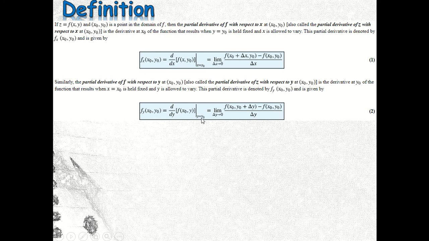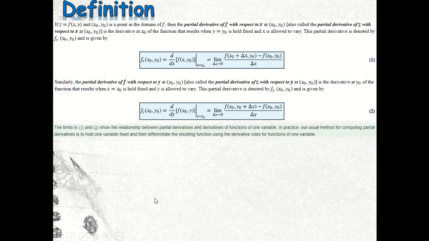It means that we held x as constant, and it is equivalent to the limit of the function of x sub 0, y sub 0 plus delta y minus f of x sub 0, y sub 0, divided by delta y, as delta y approaches 0. Okay, so these are the two important definitions, class, that we need to remember and also understand.